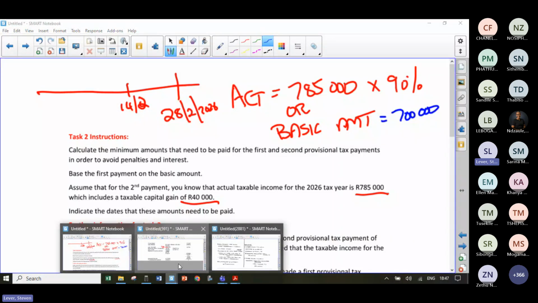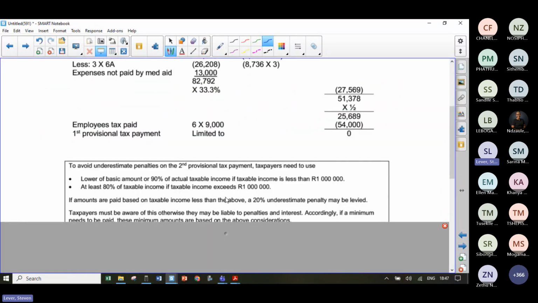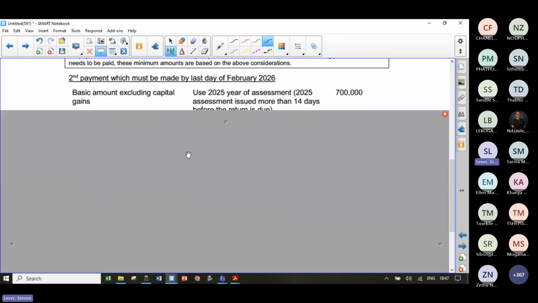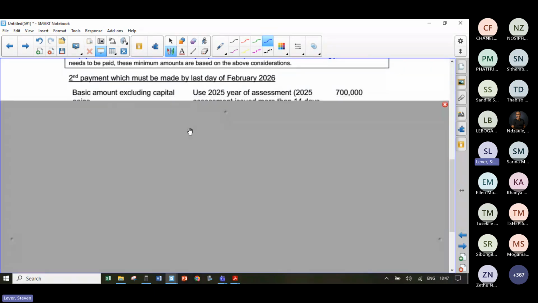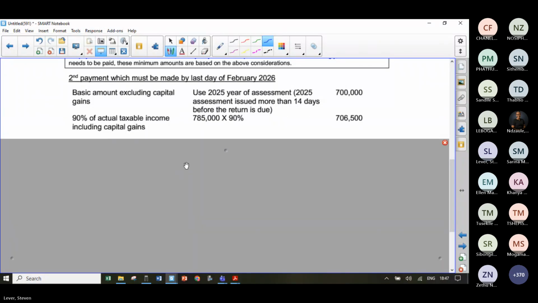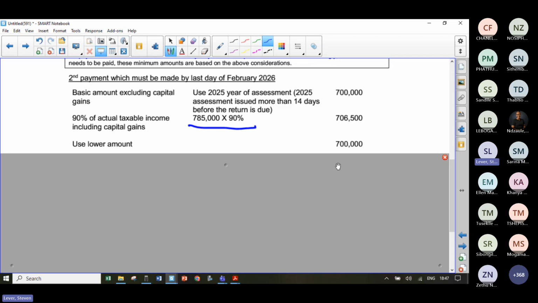So if we look at the solution, look what happens. I've got this here. To avoid underestimate penalties in the second payment, you need to use lower of basic amount or 90% of actual taxable income if taxable income is less than $1 million, or at least 80% of taxable income if it exceeds $1 million. There, guys. So what do we say? Basic amount, 700,000. 90% of actual, 785 times 90%, 706,500. Lower of the two, 700.